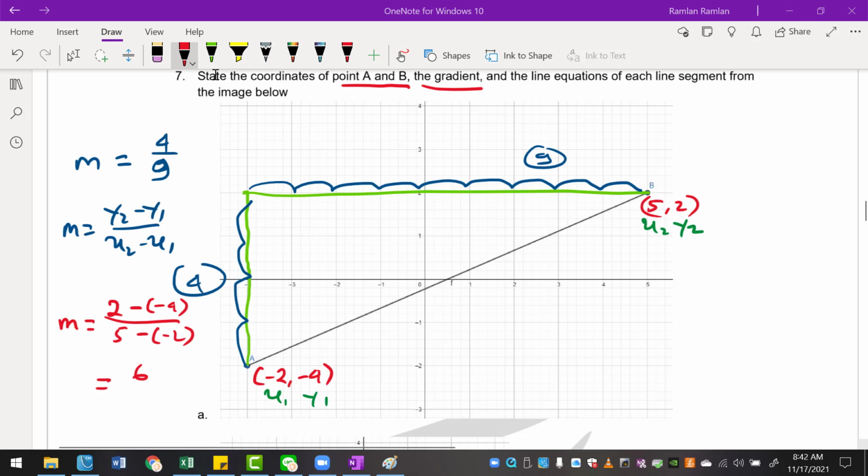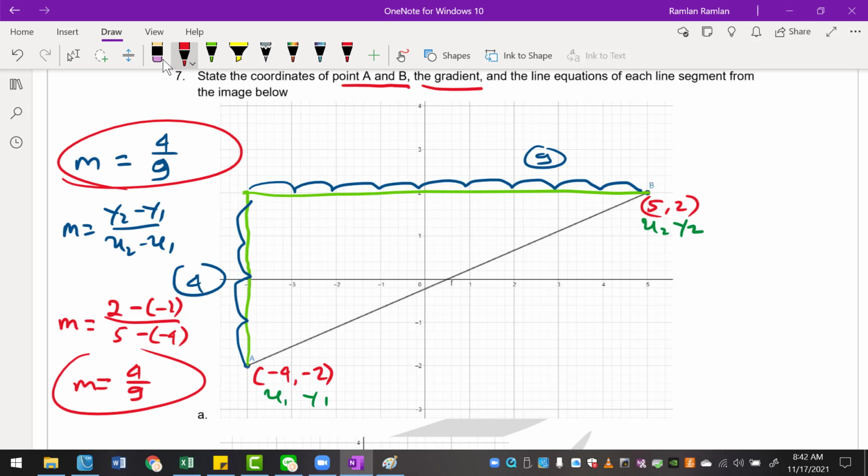Okay guys, I think I made a mistake. Sorry guys, this is minus 4 minus 2. Sorry, so I'm going to change that. So that will be 2 minus 2, right? And that one is 5 minus 4. Okay, my bad, sorry guys. That will be 4 over 9, right? So see, we have the same exact value of the gradient.